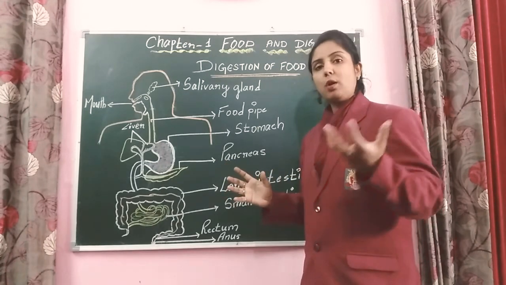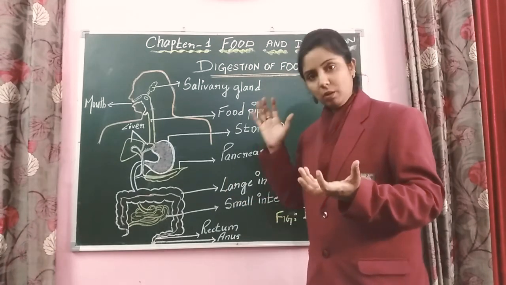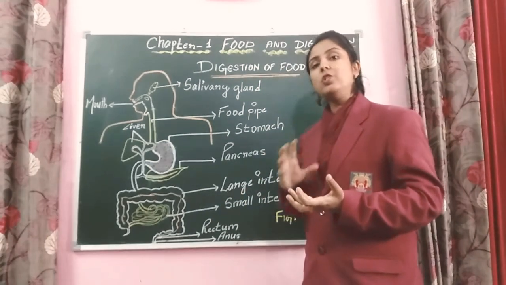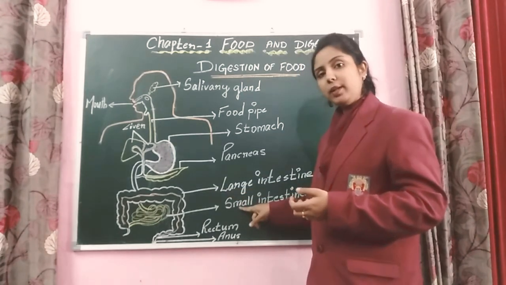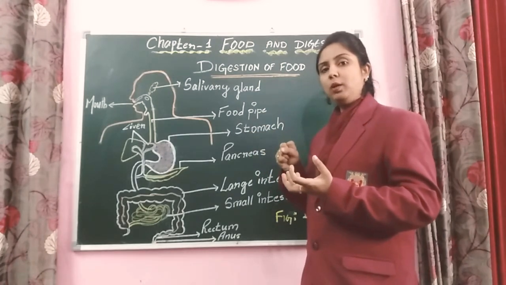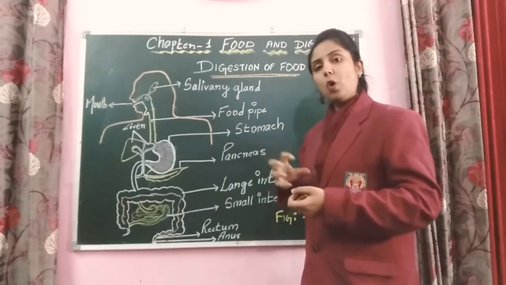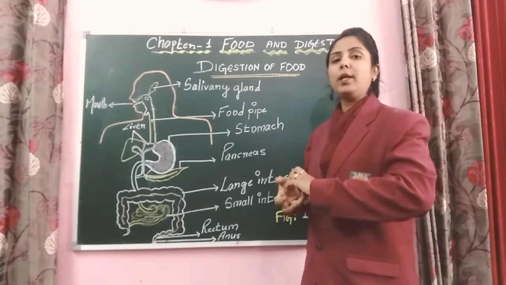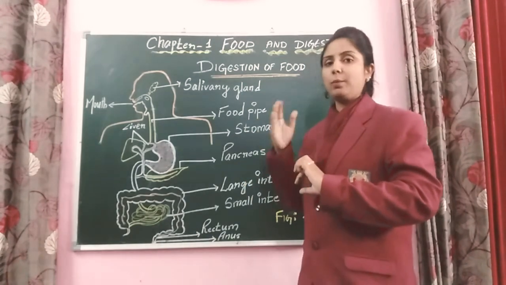So that process is called egestion. The semi-solid part goes out from the body through the anus. That is called the egestion process. What happens in the large intestine? As in the small intestine the blood vessels absorb the digested food, similarly in the large intestine it absorbs the extra amount of water to make the semi-solid undigested food, which helps in the egestion process.